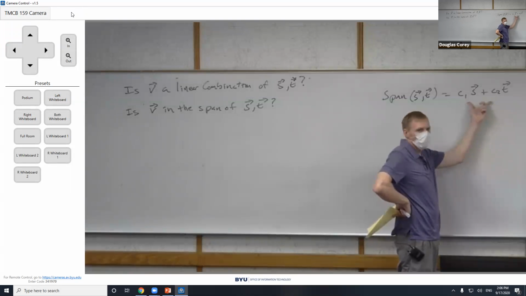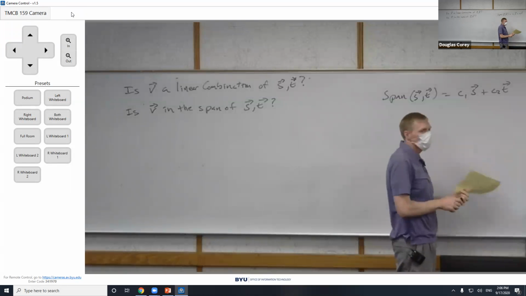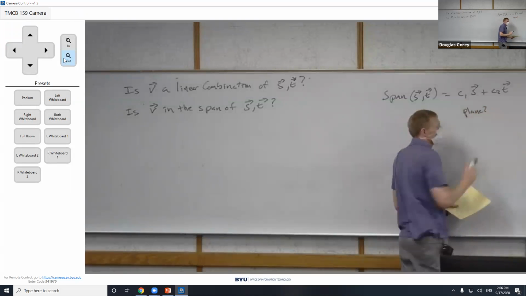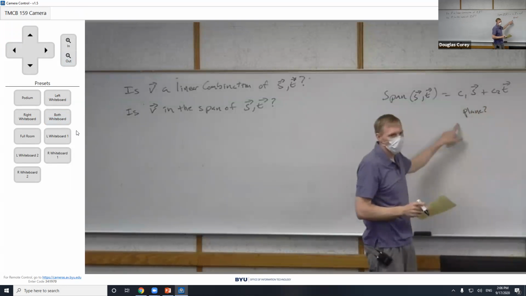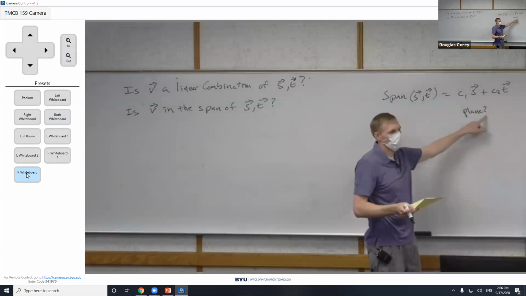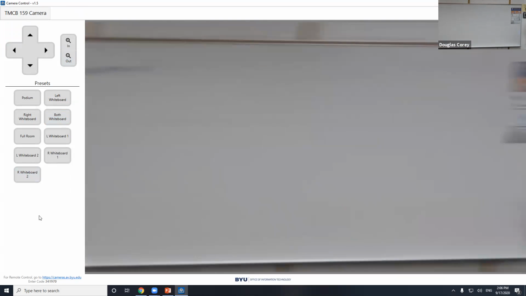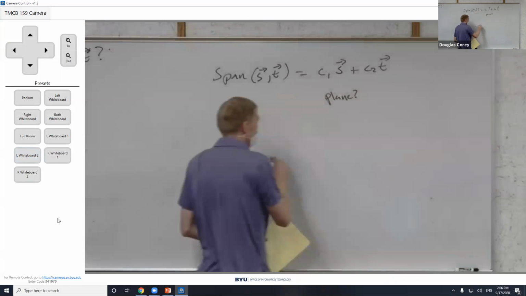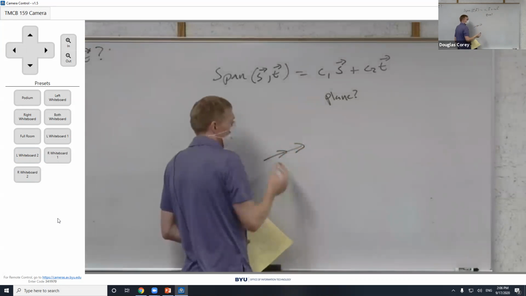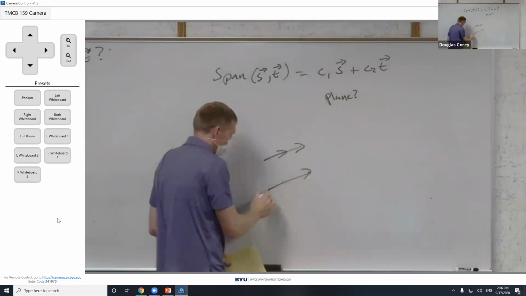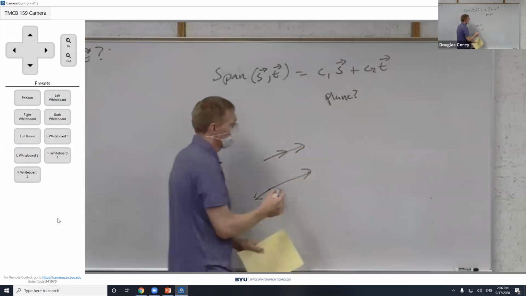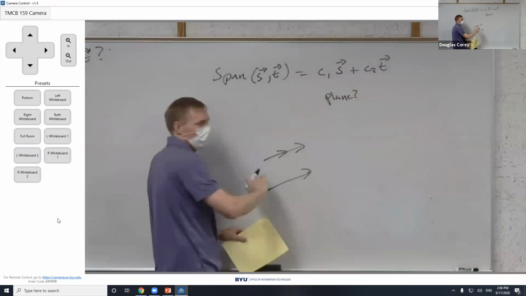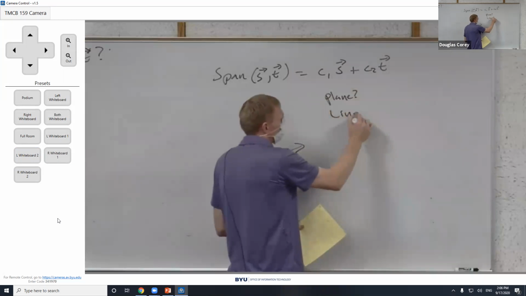A plane? This could be a plane. Okay. Does it have to be a plane? I put a question mark there, so you're a good student, so you already know that it doesn't have to be. If S and T already lie on the same line, if it's something like this or something like this, then this combination is only going to get you things on that line. So it could be a line.